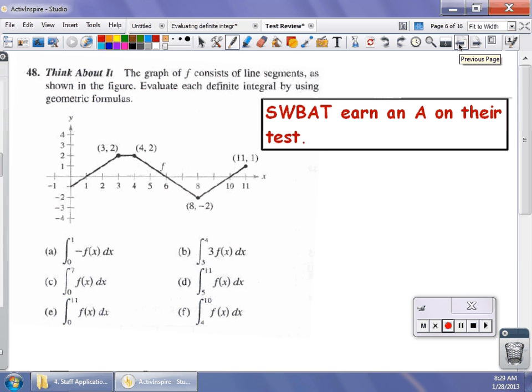Again, number 40, this is from your textbook. I'm just kind of reviewing some of the homework that we had. This was before the exam, so you're going to want to take time to go back and make sure you understand your integral properties and how to use those.